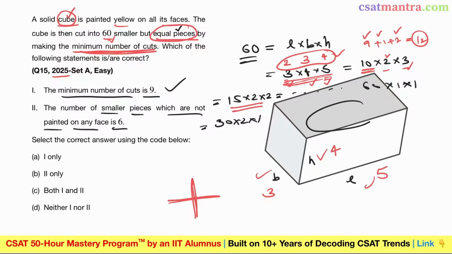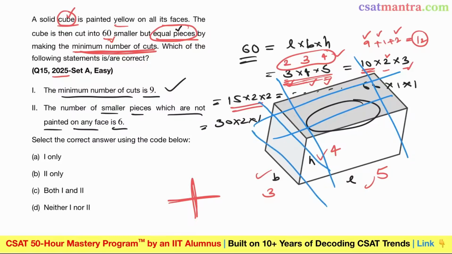See, inner pieces would not be painted on any face. So you need to cut 1 unit this side, 1 unit this side, 1 unit this side, 1 unit this side, 1 unit this side and 1 unit this side. So all the outer cubes will be gone. Outer pieces that are painted in yellow would be gone, and you would be having an inner cuboid which is not painted at all.